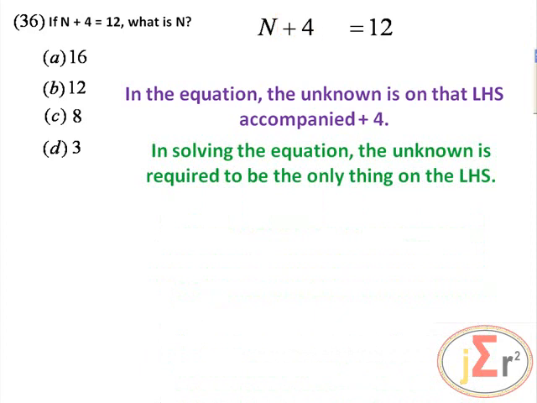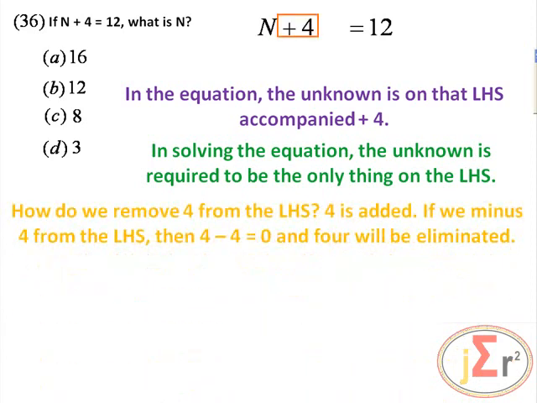In solving the equation, the unknown is required to be the only thing on that left hand side. Just n alone should be on that left hand side. How do we remove 4 from the left hand side? 4 is added. So if it is added, we have to do the opposite of addition, which is minus. So if we minus 4 from that left hand side, then 4 minus 4 is equal to 0.